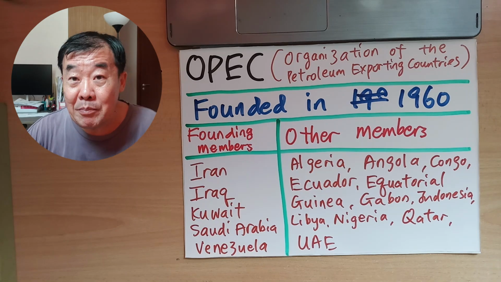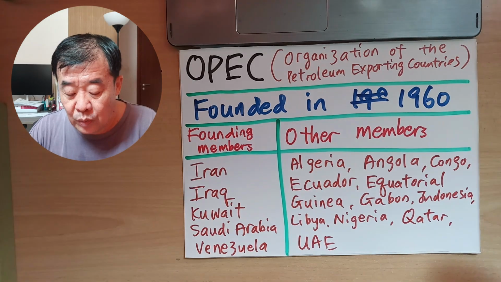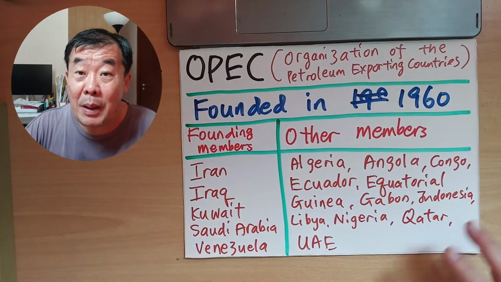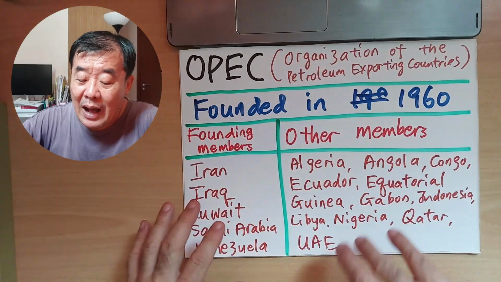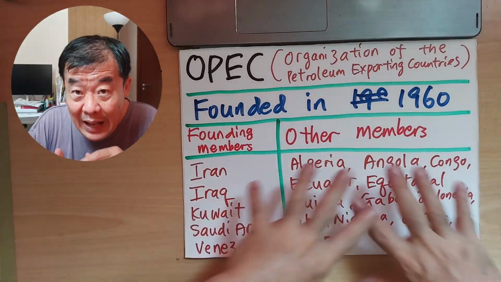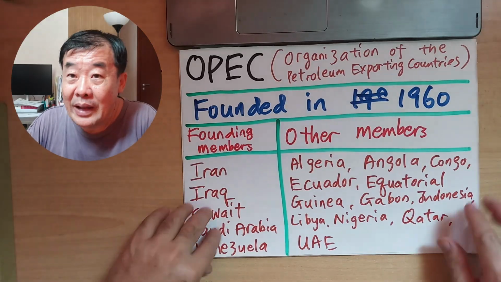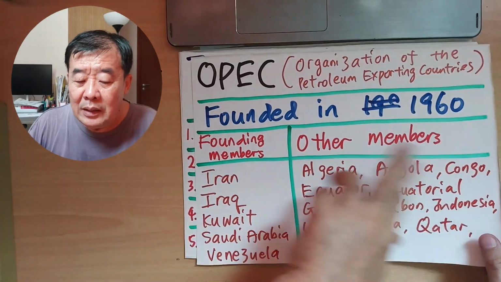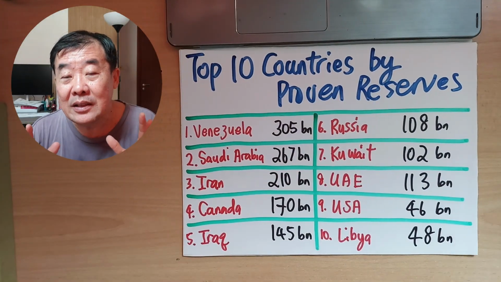Later on, a lot of other members joined in. We have Indonesia, we have Qatar, we have Gabon, we have Libya, UAE. But some of these members came in and then opted out, then came in again. So some of the other members that I put here are no longer members, but I still put them in.